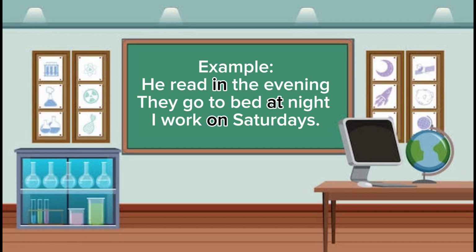The first example of preposition of time is he read in the evening. The preposition of time here is in the evening. The second example is they go to bed at night. The preposition of time here is at night. Lastly, I work on Saturday. The preposition of time here is on Saturday.